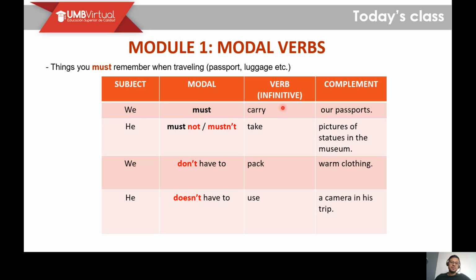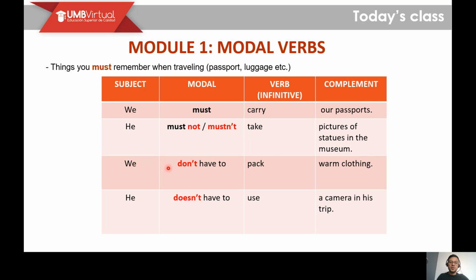To do the negative form, we are going to use the negative form directly in the modal verb. That is kind of an auxiliary verb for this structure. He must not or he mustn't. Both of them are valid. He mustn't take pictures of statues in the museums.